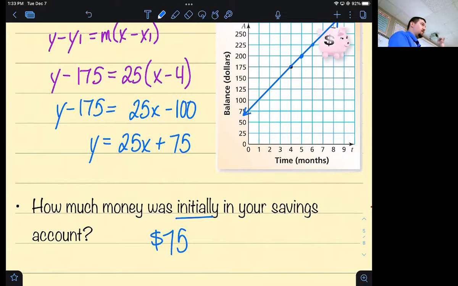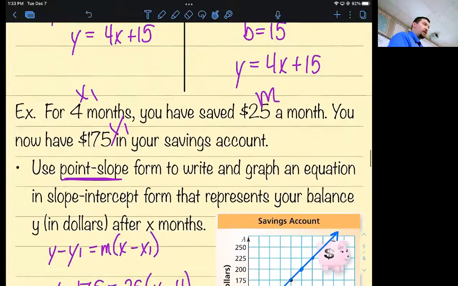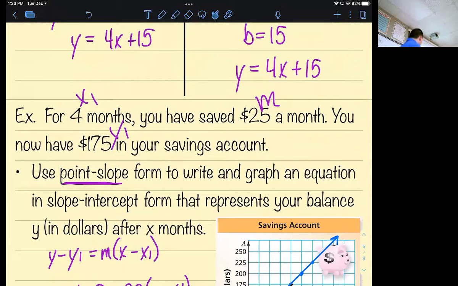At 0 months, we already had $175. And you probably figured that out pretty early, because if at 4 months, we're saving $25 a month, and at 4 months, we have 175, we didn't start at 0, or we would have had $100. We started at 75, and now we have $175.